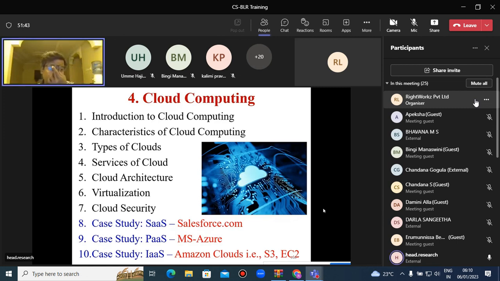Introduction to cloud computing. Today I'm going to explain what are the characteristics of cloud computing, types of clouds, services of clouds, and the cloud architecture, virtualization, cloud security, followed by the case studies like SaaS, PaaS, IaaS, Salesforce.com, Microsoft Azure, Amazon Clouds S3 and EC2.